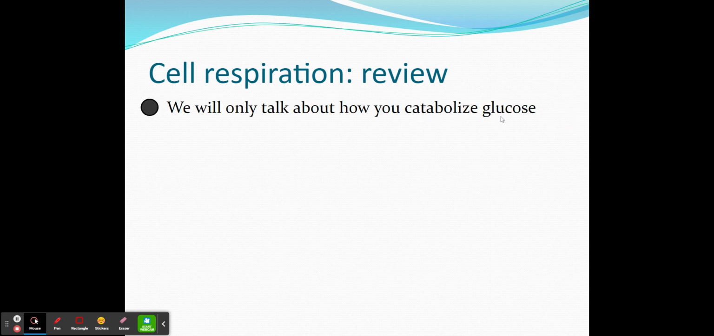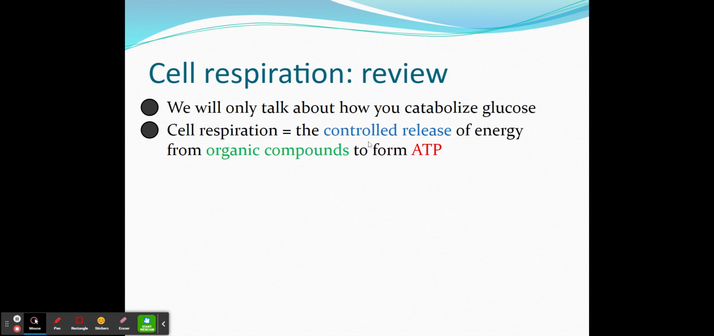We're only going to talk about how to catabolize glucose, and to catabolize, like catastrophe, is to blow it up and break it apart, as opposed to anabolism, which would be the opposite of catabolism. So, three important parts of this definition. It is the controlled release, which means we're going to go step by step, right? You could do this entire reaction by just lighting a sugar cube on fire all at once, but we are going to do it step by step, systematically dismantling.